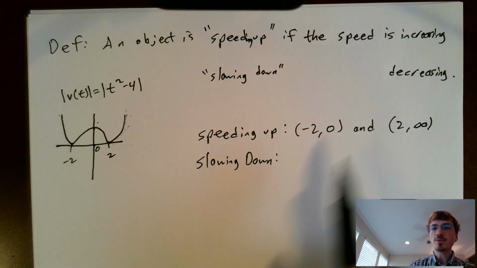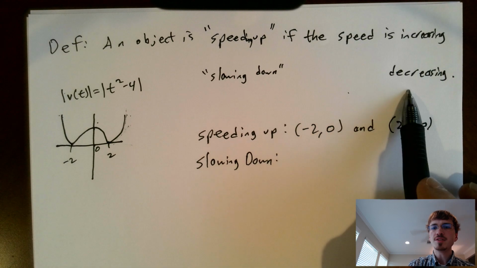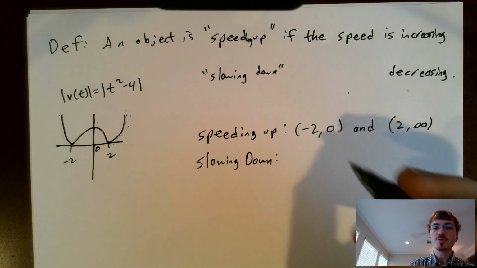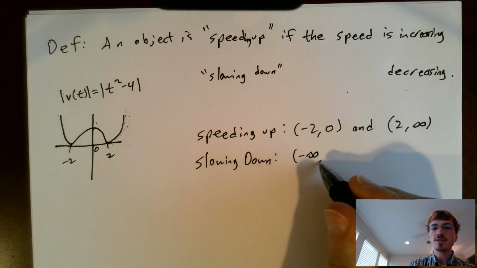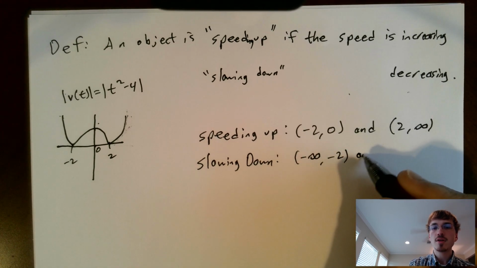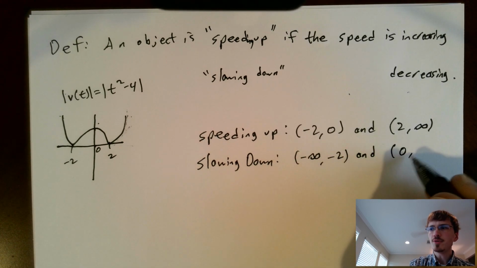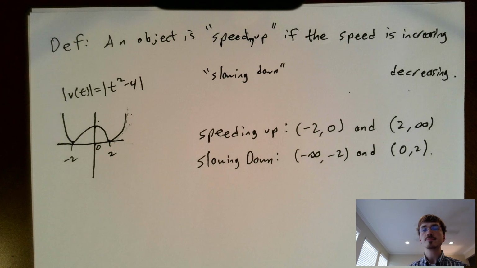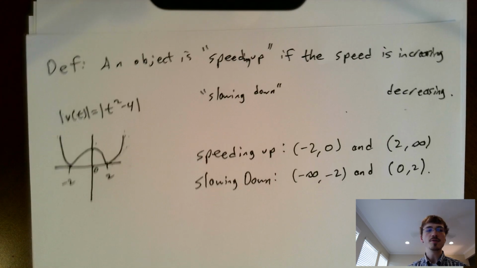We're slowing down where the speed is decreasing, right? So where is my speed function decreasing? We're decreasing from -infinity to -2. And then from 0 to 2. Cool. No big deal. All right.